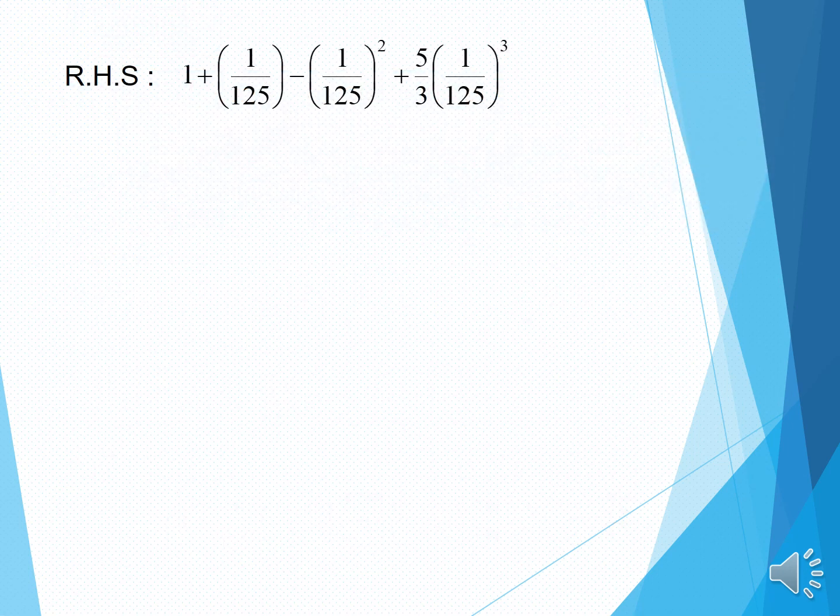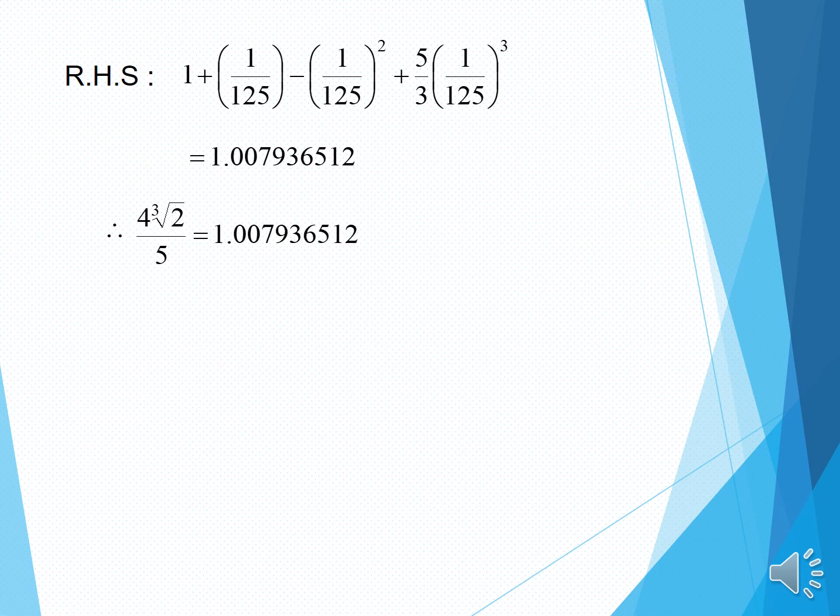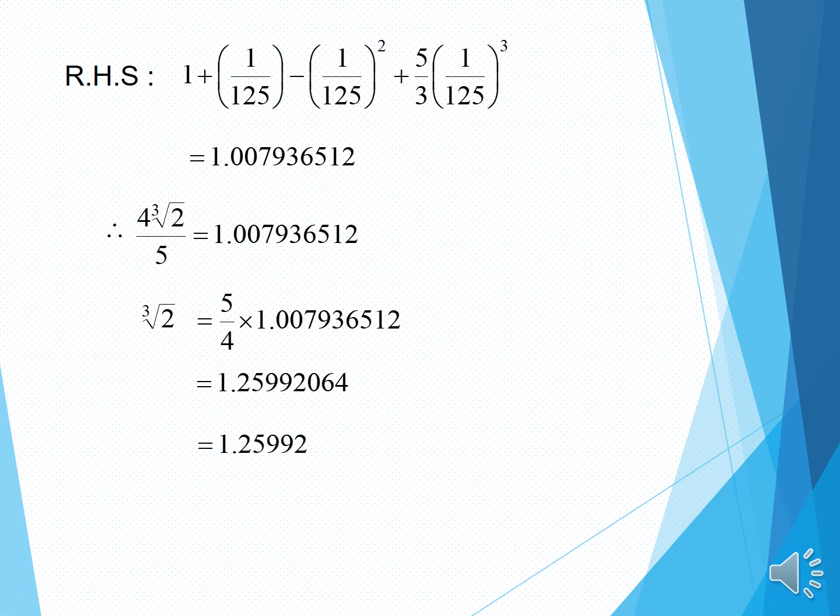From the right-hand side, substitute x equals 1/125 into the expansion. So the answer is 1.007936512. We compare the left-hand side and right-hand side. The cube root of 2 is equal to 1.25992 correct to 5 decimal places.